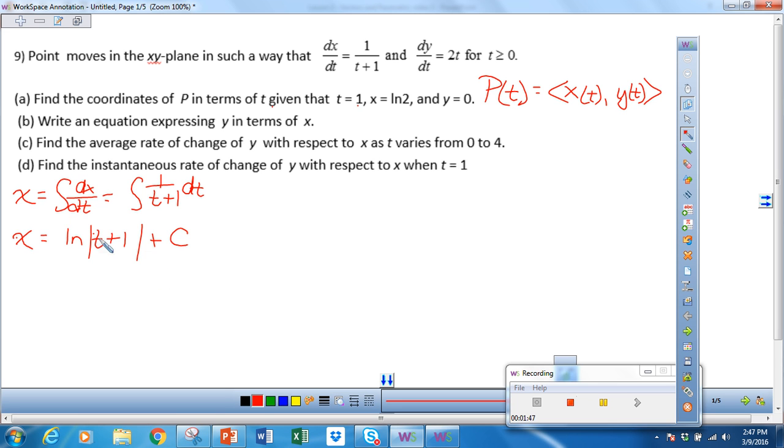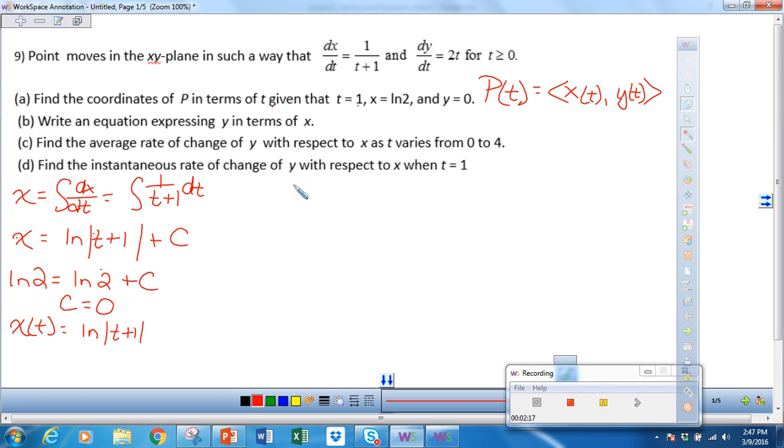All right, so we're going to do some replacement here. When x is equal to the natural log of 2, t is equal to 1, which gives us the natural log of 2 plus c. So we see that c is equal to 0, so our x coordinate would be the natural log of t plus 1.